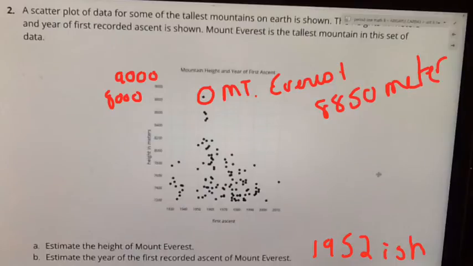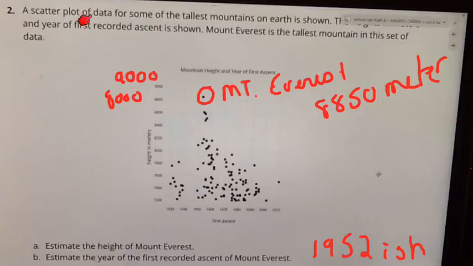The next question shows us a new scatter plot. This is mountain height and year of first ascent. And the x-axis shows us the year of the first ascent, like 1930, 1940, and so on. And the y-axis shows us how high in meters the different mountains are.